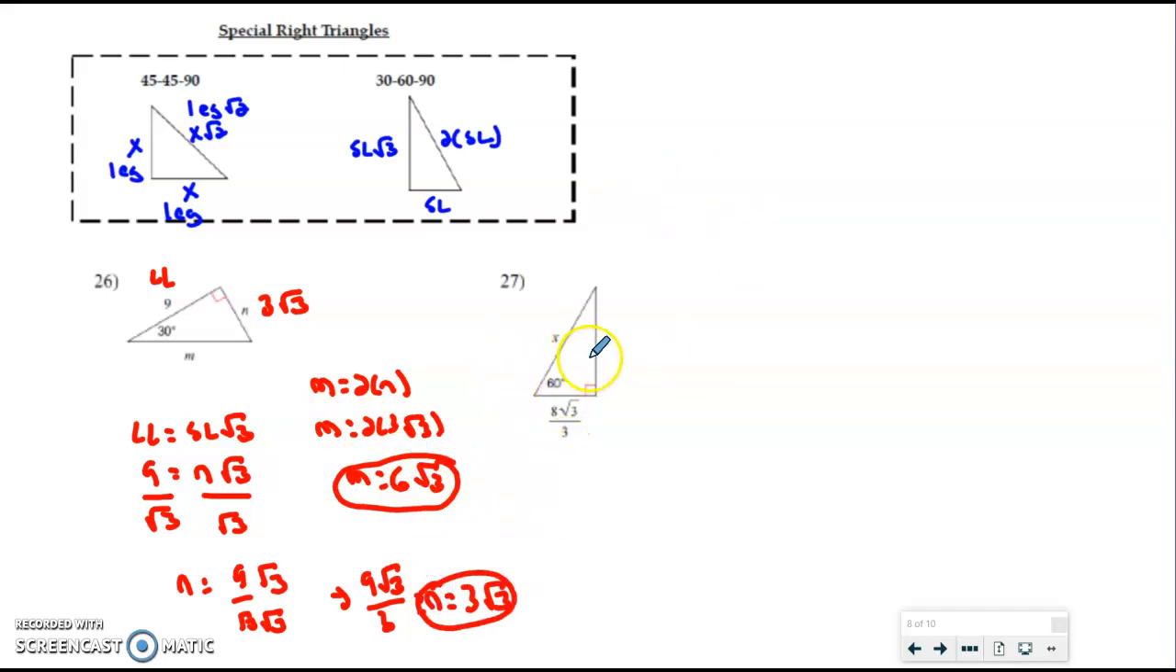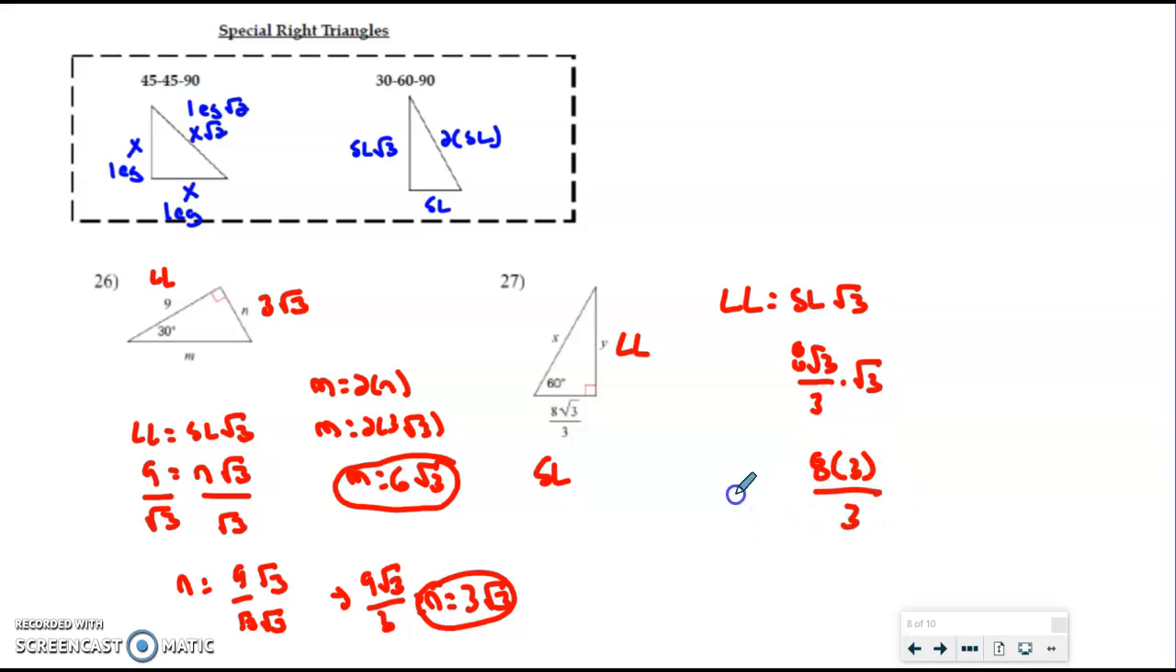All right. Let's look at this last example for a 30-60-90 triangle. So this is my short leg. This is my long leg. I know my long leg is my short leg times the square root of 3. So in this case, I am taking 8 square root of 3 over 3 times the square root of 3. So it looks like 8 square root of 3 times the square root of 3 is just 3, divided by 3, which means y is just going to be 8.